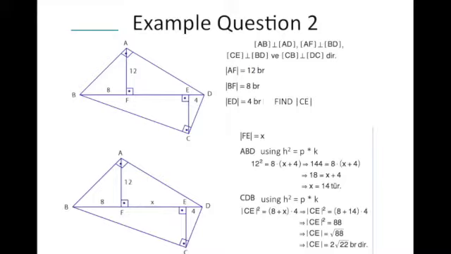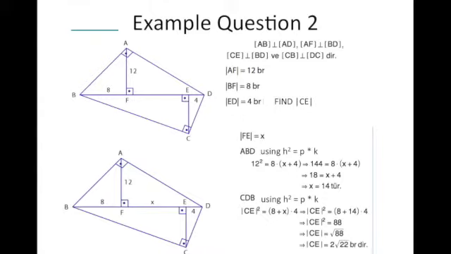If we name FE X, to find FE, we must use the triangle ABD and the formula height squared is equal to P times K. If we fill in with the values, it will be 12 squared is equal to 8 times x plus 4. Now, why is it x plus 4? Because the K in this situation will become FE plus ED, which will be x plus 4. And if we continue with the equation, it will become 144 is equal to 8 times x plus 4, and if we divide 144 into 8, it will become 18 is equal to x plus 4, which will give us the value of x, which is 14.